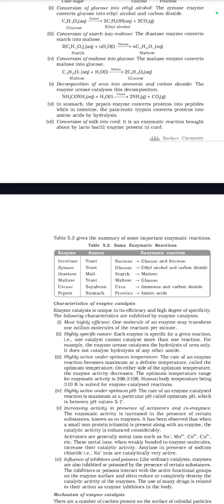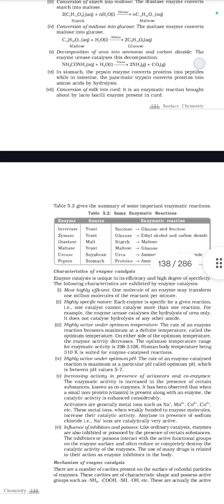Decomposition of urea into ammonia and carbon dioxide. The enzyme urease catalyzes the decomposition. In the stomach, the pepsin enzyme converts proteins into peptides, while in the intestine, the pancreatic trypsin converts proteins into amino acids by hydrolysis. Conversion of milk into curd. It is an enzymatic reaction brought about by lactobacilli, enzymes present in curd.